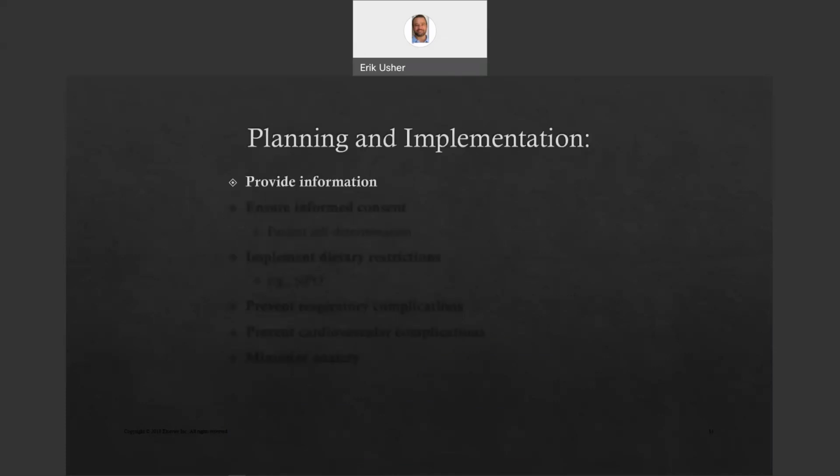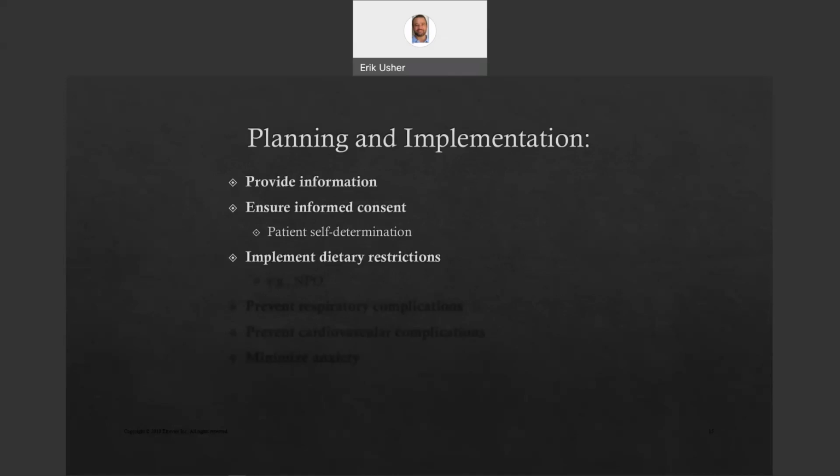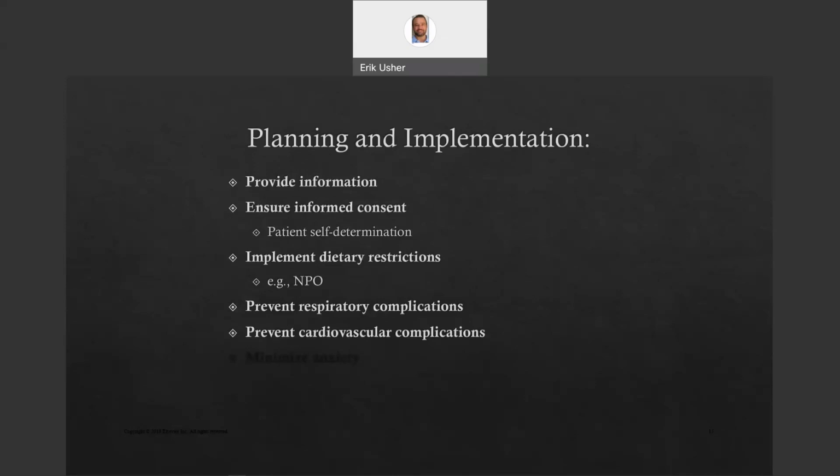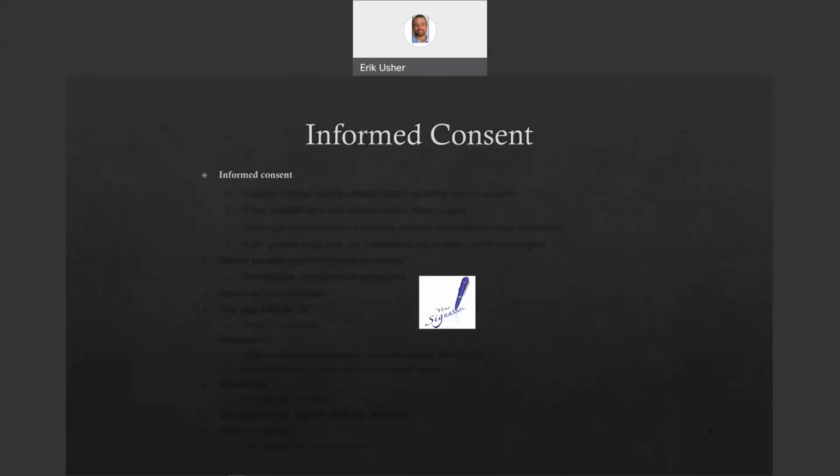So what do we do for planning and implementation? We give them information. We educate. That's what nurses are really good at. We're good educators. We ensure that there is an informed consent, and that's the patient's self-determination. That yes, I understand. We can't make that assessment for them. Implement dietary restrictions and the old NPO, that's nothing by mouth, and prevent respiratory complications, prevent cardiovascular complications, and minimize anxiety. So that's what we're looking at. Those are our goals. That's what we're planning for.